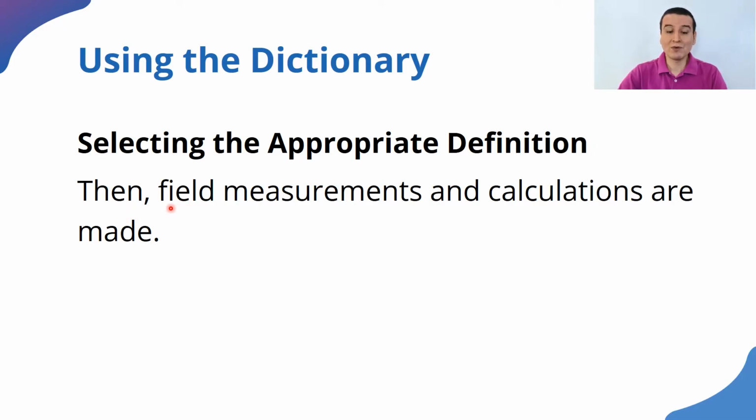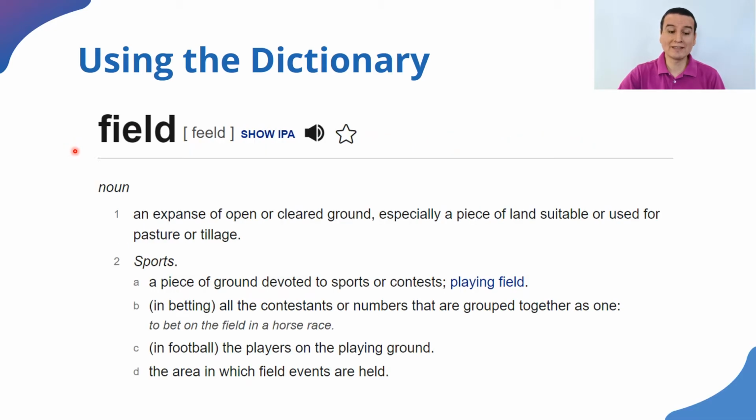So the word field appears in this sentence in the text. Then field measurements and calculations are made. So how do we understand field? So I looked it up and I found these definitions of the text.